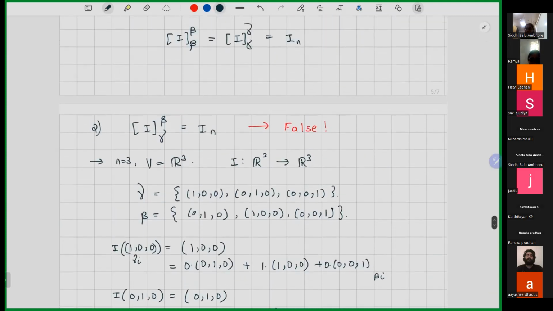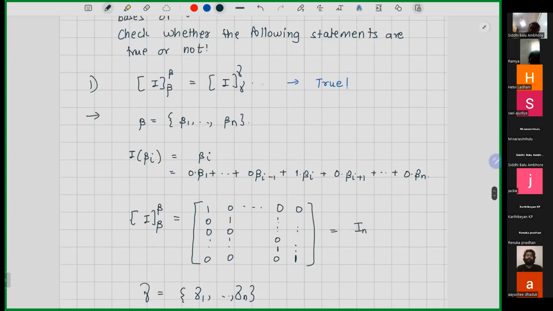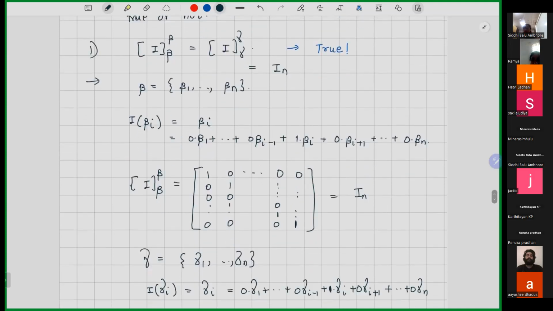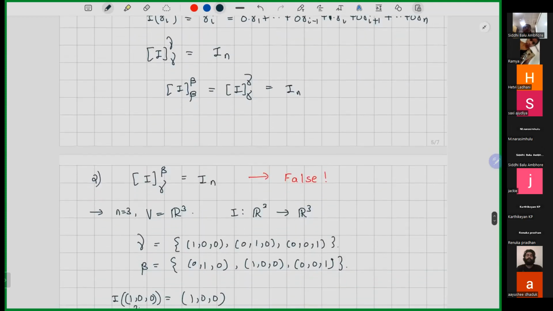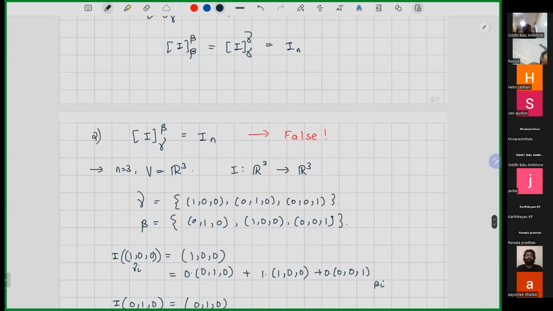And in fact, from the same basis to the same basis, if I do it, then it is always the identity matrix. But if I change the basis even for the identity transformation, from gamma to beta and so on, it was not true, because now I changed the basis. So when I say a statement is true, it has to be true for any given beta and gamma.